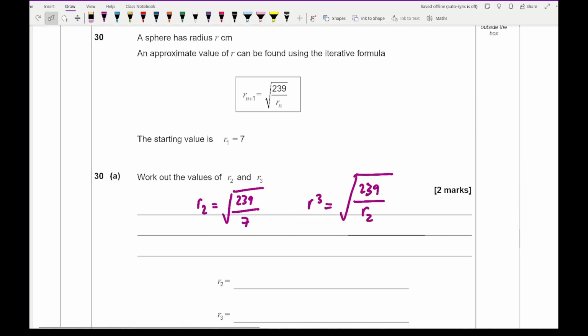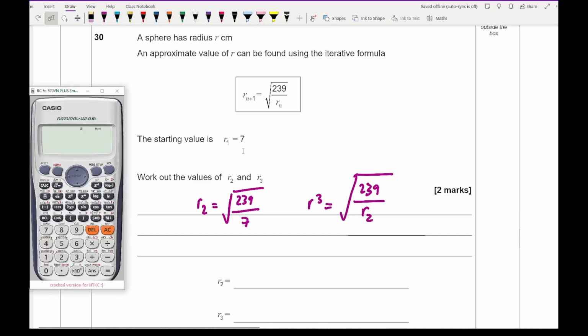So let me just show you how you can do this on your calculator. Let's just get the calculator back up. If I start by pressing R equals 7, that's my first answer stored in my calculator. Then I'm going to enter this formula. So I've got the square root of a fraction, and I've got 239, and underneath the answer which is saved. So that's where 7 is saved. So the first answer is 5.83, and does it say anything about rounding? No, it doesn't. So I'm just going to write down the whole answer.